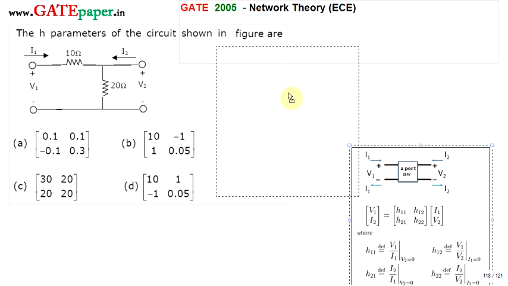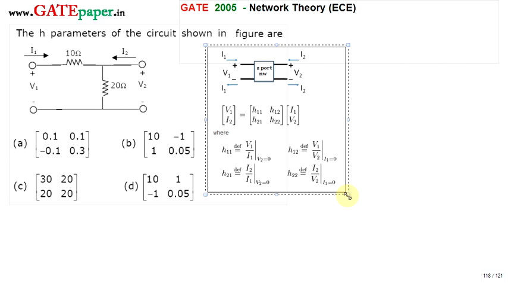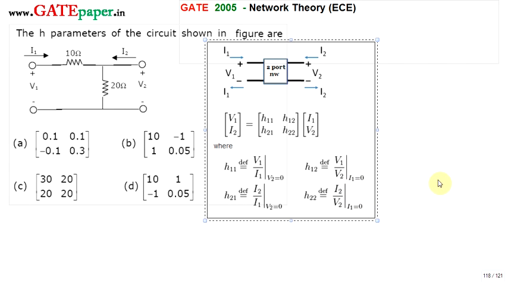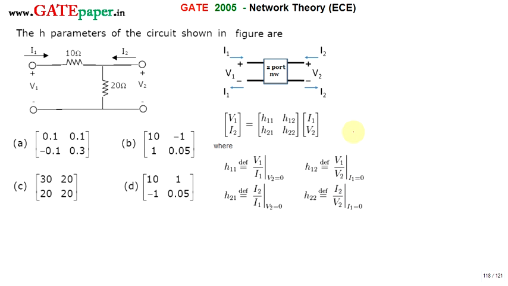H parameters are defined like this. For a given two-port network, H parameters relate the port 1 and port 2 voltages and currents in this way. A two-port network consists of four variables: port 1 voltage, port 1 current, port 2 voltage, and port 2 current. Out of these, two are taken as independent parameters and two as dependent parameters. Whichever two you take as dependent, the other two act as independent.